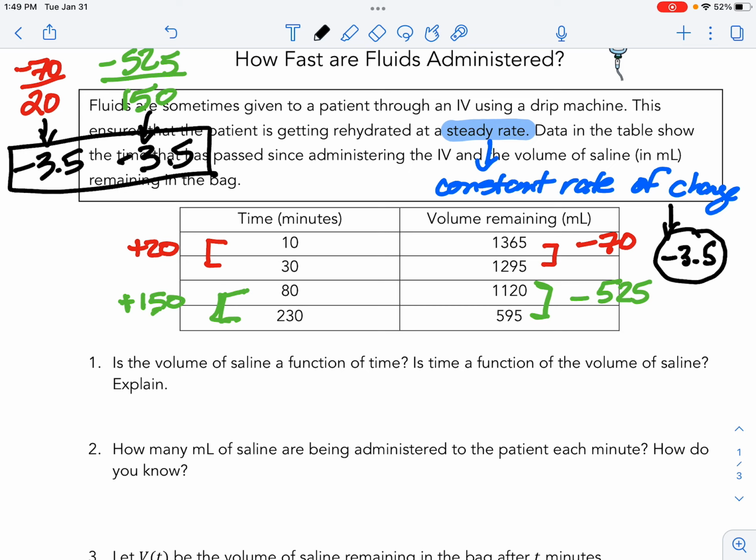I could do the first and the fourth points, and it would still be negative 3.5. The second and third points, I could do that. And at the end of the day, when I type it into a calculator, if I reduce the fraction, I'm getting negative 3.5 as my rate of change. It's constant because it's linear.